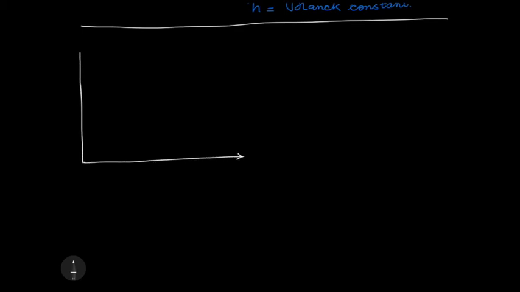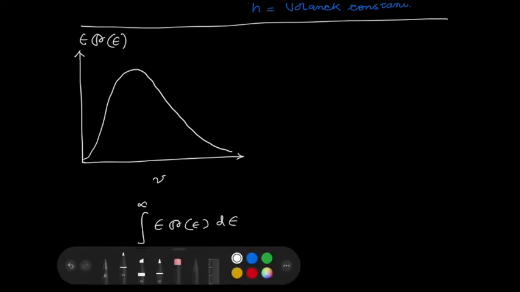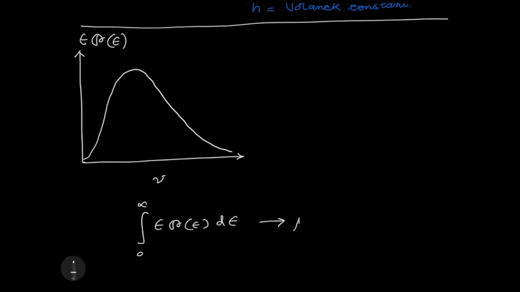You see, we are plotting these curves where the x-axis is nu, the y-axis is epsilon times p epsilon. Okay, and the curve looks like this. P is e to the minus h nu by kT, so the curve will look like this. And what is the integral of epsilon p epsilon d epsilon? Well, that's nothing but the area under this curve.